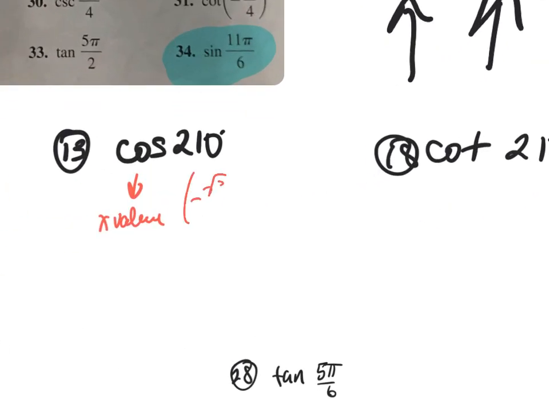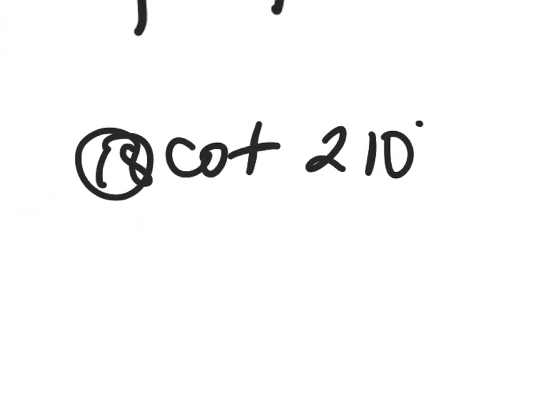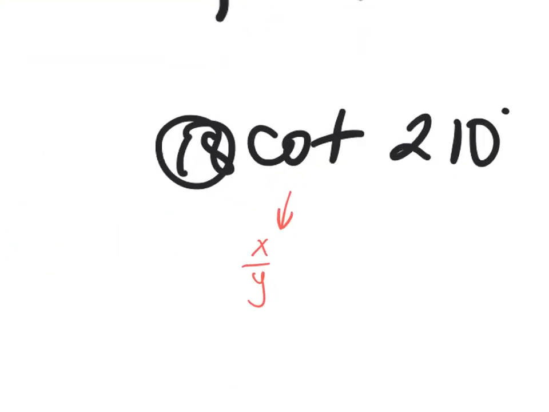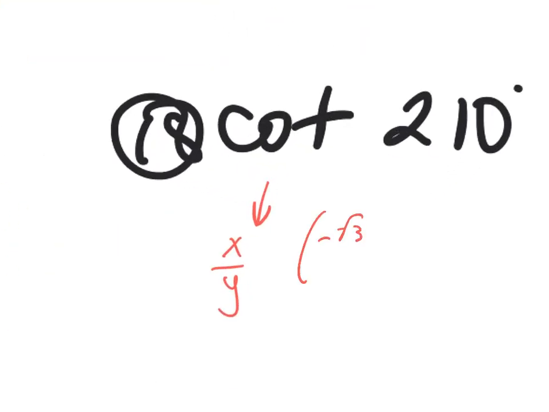Negative 1/2, negative root 3 over 2, negative 1/2. Since I want the x value, my answer is negative root 3 over 2. Simple as that. Cotangent, I know because I'm going to memorize this, that cotangent is x over y. So then I'm going to go to 210, and we just had 210, so it's negative root 3 over 2, and negative 1/2.